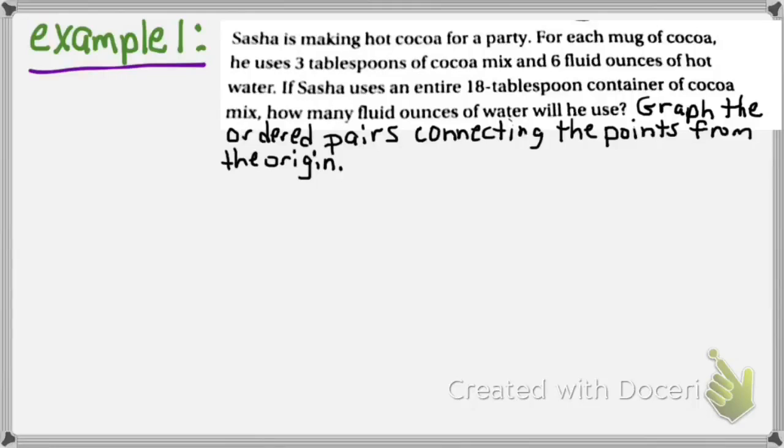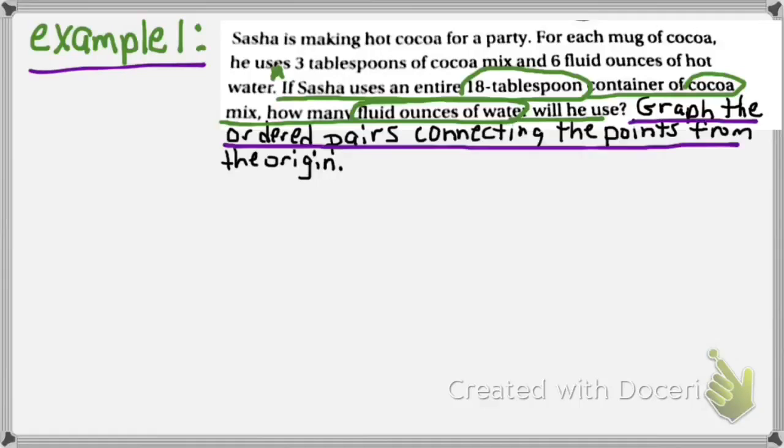So for any word problem, first I need to figure out what the question is asking me. If Sasha uses an entire 18 tablespoon container of hot cocoa mix, how many fluid ounces of water will he use? That's question A. We also have a part B here. It says graph the ordered pairs connecting the points from the origin, so we will have to do that as well. Let's go back into the question and see what we know. We know that for each mug of cocoa mix, he uses 3 tablespoons of cocoa mix and 6 fluid ounces of hot water. So let's go ahead and put that into a table.